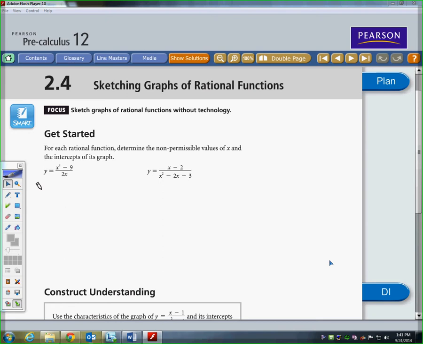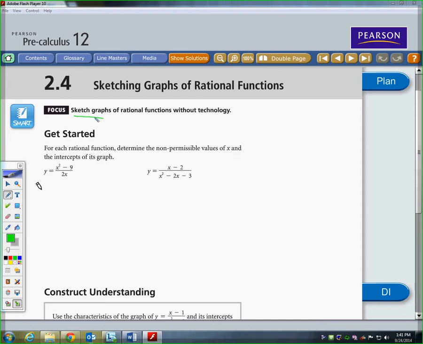Welcome to 2.4, Sketching Graphs of Rational Functions. This is our last lesson in the unit, so this is a bit of a summary, and you will be getting a quiz just coming up shortly after this one, so get ready afterwards for the quiz.